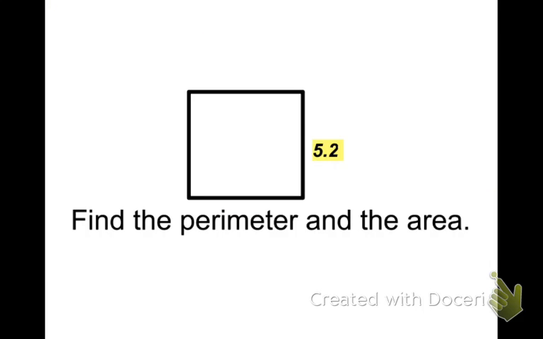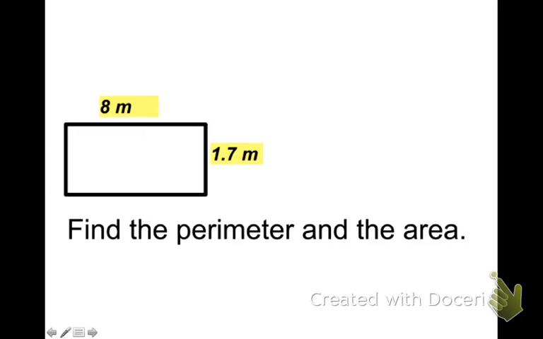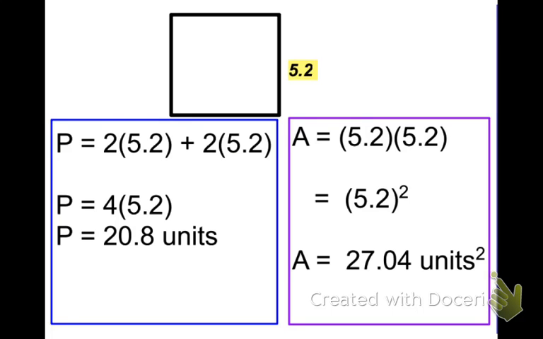Find the perimeter and area of this square. Pause the video. So for perimeter, since all 4 sides are the same, we could actually just take 4 times the side. 4 times 5 2/10 to get 20 8/10 units for perimeter.